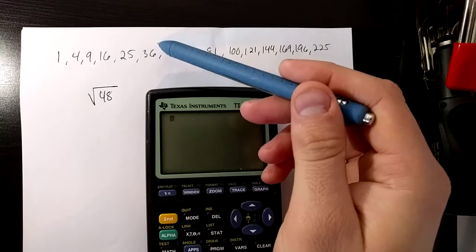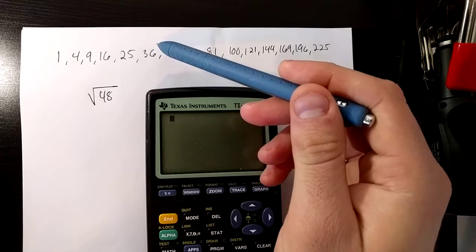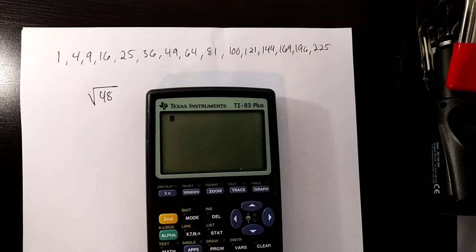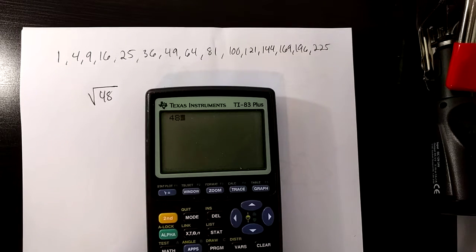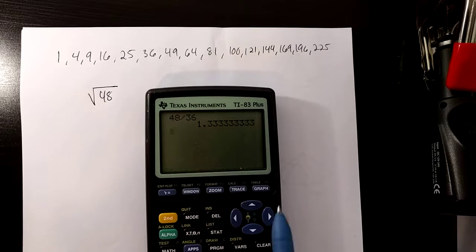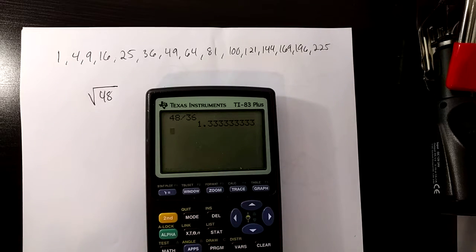So what I tell students to do is to simply start from the next number to the left and start dividing 48 by the numbers in the line until you get an integer factor. Okay, so a whole number. So I'm going to take 48, first divided by 36. And when you do that, you get 1.3 repeating. That is not an integer, so we're going to move on to the next number.